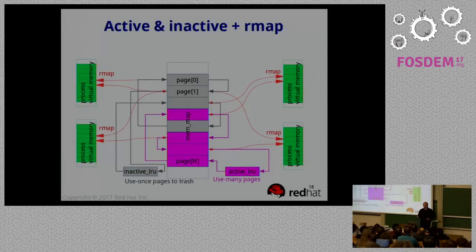And back to the previous chart, if we introduce RMAP instead of the clock algorithm, things start to look very efficient now. Because when you want to get rid of the tail of the inactive LRU, let's assume we want to get rid of this one, you just use RMAP to reach the page table, you invalidate the page table, and that's it. Then you already know which page to free, and you also have a method to free it. And so these things scale. And that's the status we have since the 2.6 kernel.